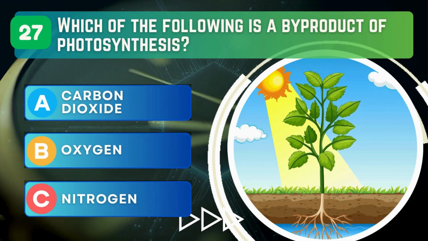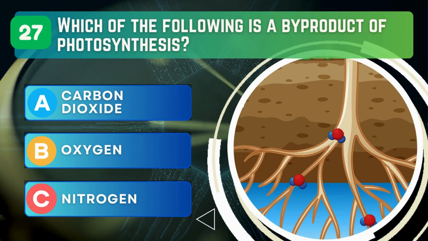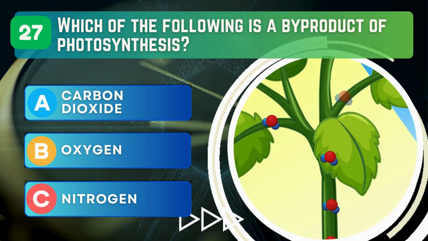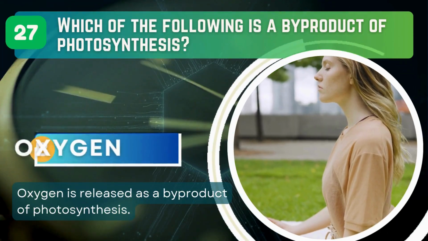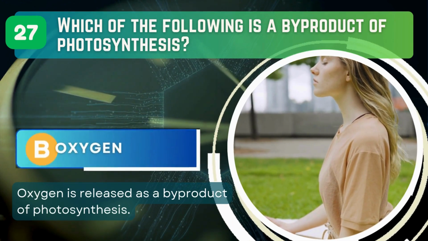Which of the following is a byproduct of photosynthesis? Oxygen. Oxygen is released as a byproduct of photosynthesis.